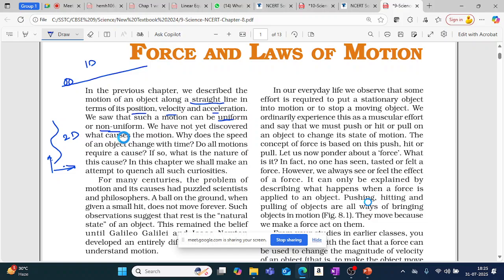Rishit, Lakshanya, are you okay with this? No, ma'am. Uniform, non-uniform motion, you all know. Equal distance in equal intervals of time is uniform. If it is not, it is non-uniform.